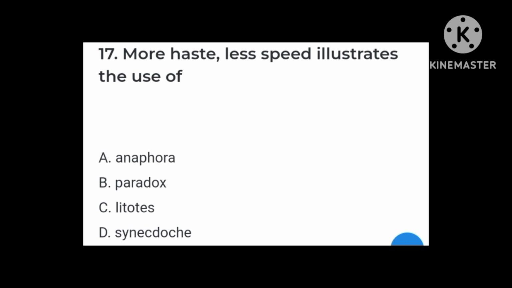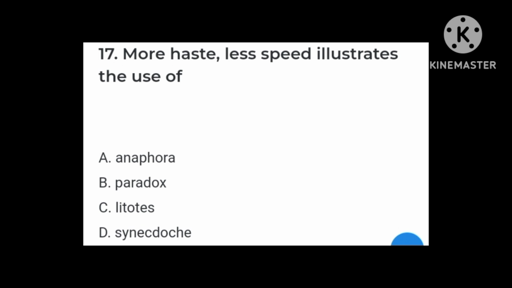More haste, less speed illustrates the use of paradox. It is paradoxical. The right answer is option B. Remember that paradox is a statement that looks contradictory. When you look at this statement, it looks contradictory. You only comprehend it when you go closer to it. More haste, less speed is an idiomatic expression.